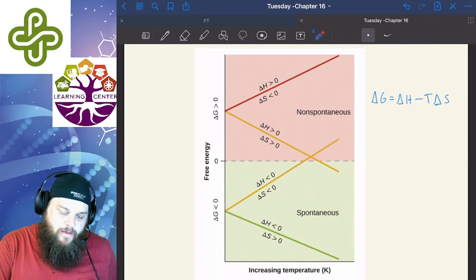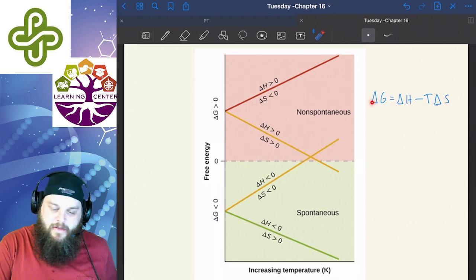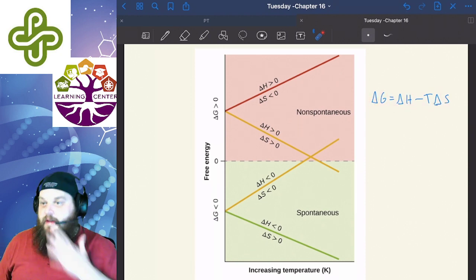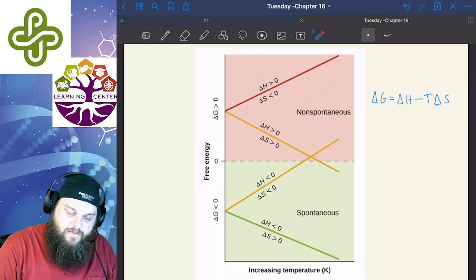Now, if delta H is positive and delta S is negative, this negative times a negative is going to be a positive. You're going to have a positive plus a positive, and you're going to end up with a positive Gibbs free energy all the time, which means it's non-spontaneous.